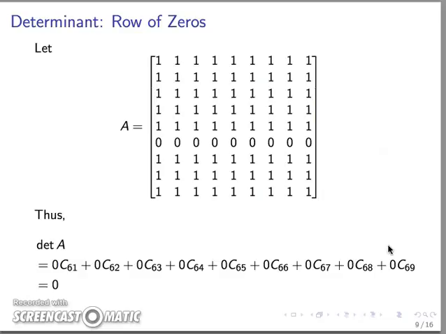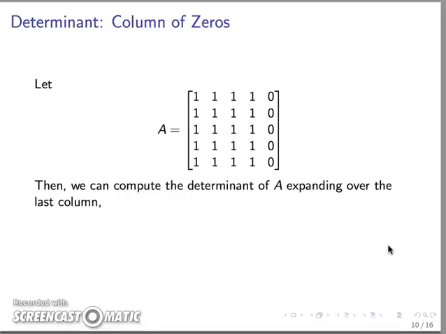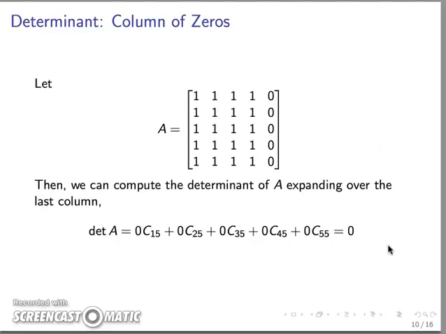So when there is a matrix that has a row of zeros, the determinant equals 0, and similarly that would be the case if we have a matrix that has a column of zeros, as it is the case in this example. And for the same reasons, by applying the definition of the determinant of a matrix, we obtain that the determinant of this matrix equals a sum of zeros, which in fact is equal to 0.